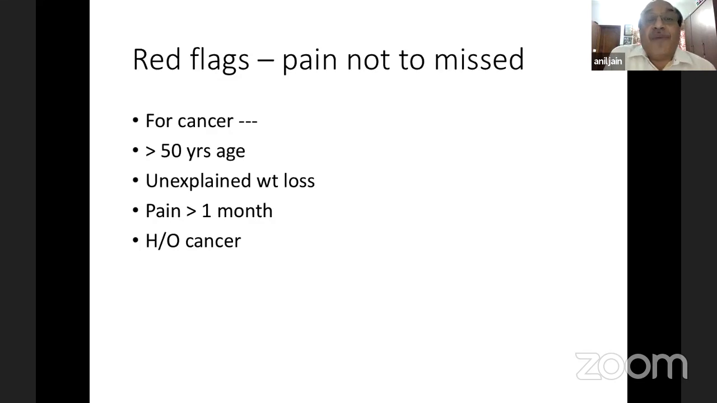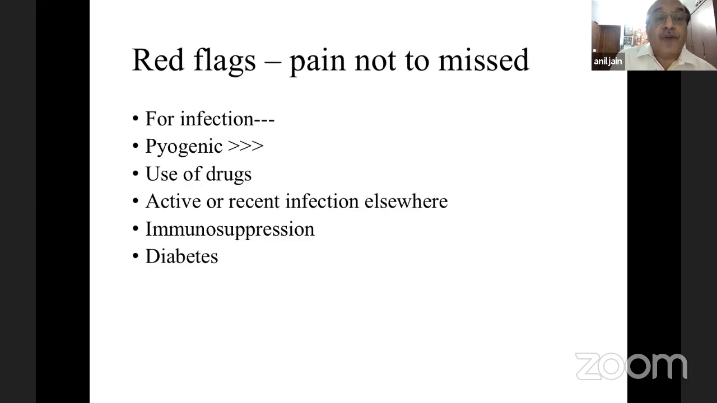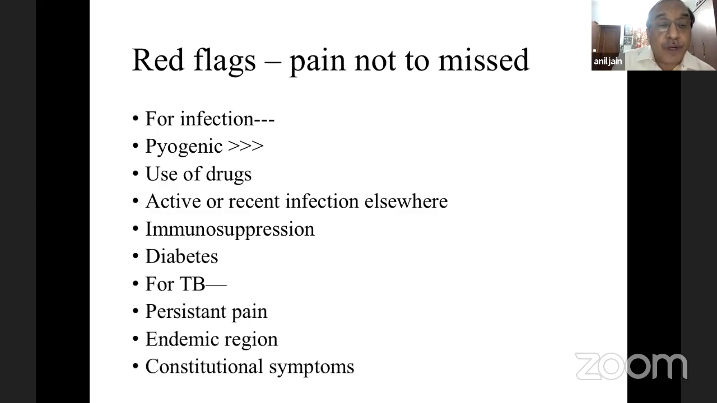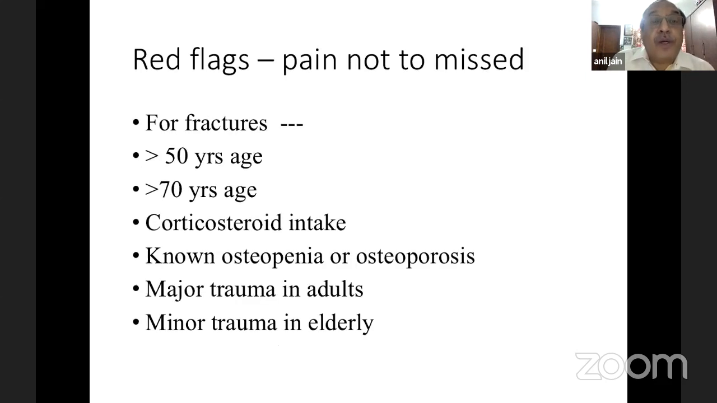Now, there are certain red flags for particular types of pain which should not be missed. For cancer: someone with a history of cancer who has persistent pain for more than 1 month with unexplained weight loss, particularly a patient older than 50 years. These are the red flags for cancer. For infection: if someone is a drug abuser, or has an active or recent infection elsewhere, or is on immune suppression, or is diabetic, then the possibility of pyogenic infection is higher. For tuberculosis, persistent localized pain with or without constitutional symptoms in an endemic area is the red flag.